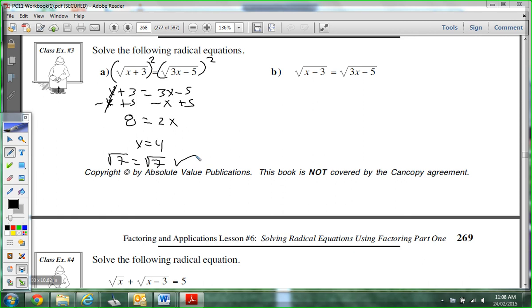Okay, next one's a little tricky. Again, we're going to do the same thing. We're going to square both sides. So I get x minus 3 equals 3x minus 5. Again, I'm going to minus the x, I'm going to add the 5. I get 2 equals 2x. Therefore, x equals 1.